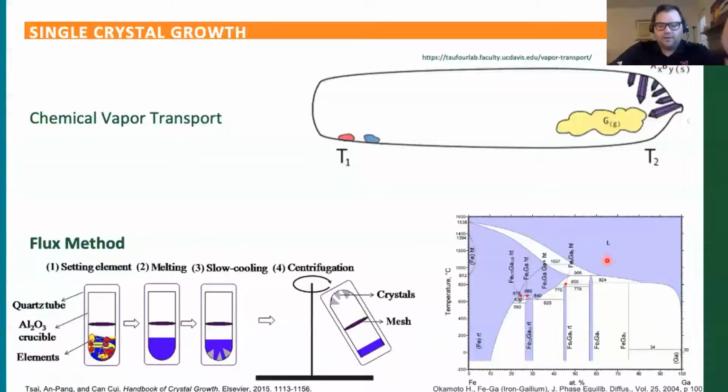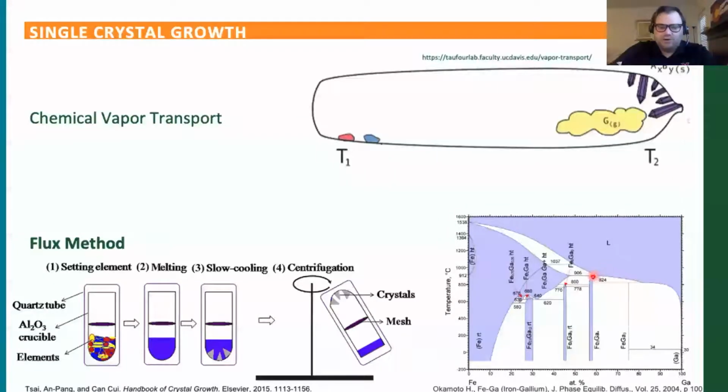Upon cooling, when exiting the liquid phase here, the only solid phase that's stable would then be in this Fe3Ga4 column. And this would give us our desired material using this method.